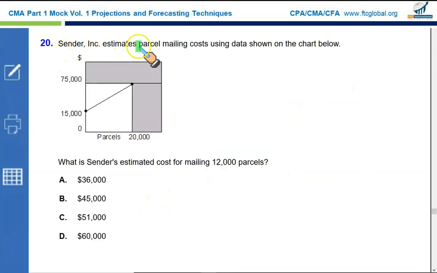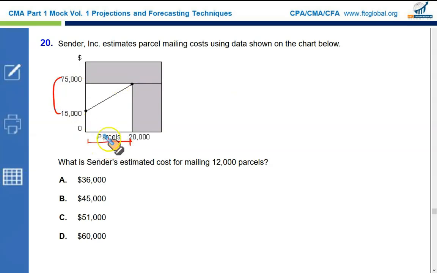Sender Incorporated estimates parcel mailing cost using data shown in the chart below. What is Sender's estimated cost for mailing 12,000 parcels? Now, what we see from this figure here, your fixed cost is $15,000, but we are not sure about the variable components. We can find it out.